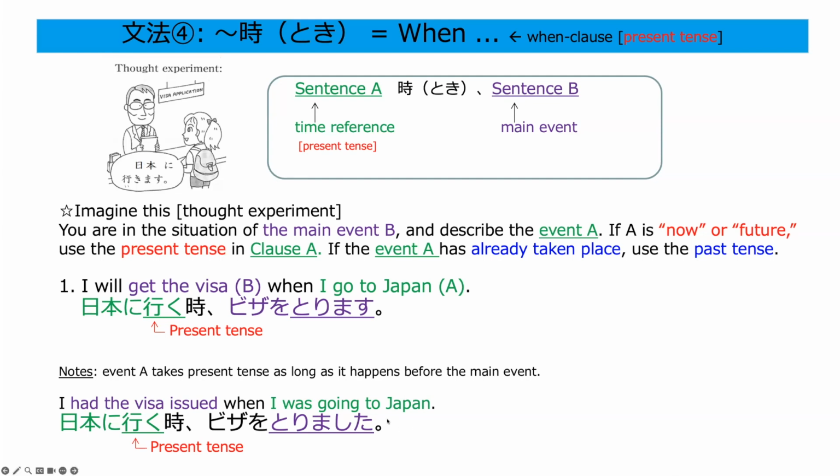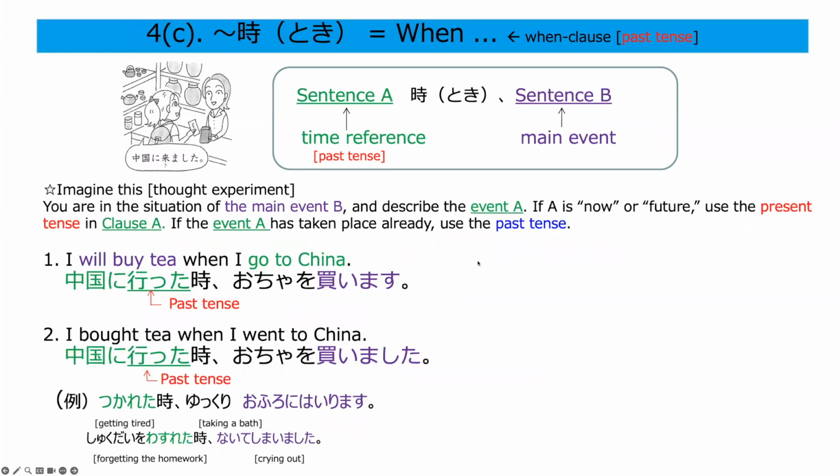If you think of the meaning, now you have to translate. The sentence ending is a past tense. So if I translate into English, I'm supposed to write in English, when I went to Japan, right? When I went to Japan, I got the visa. Okay. You got it?